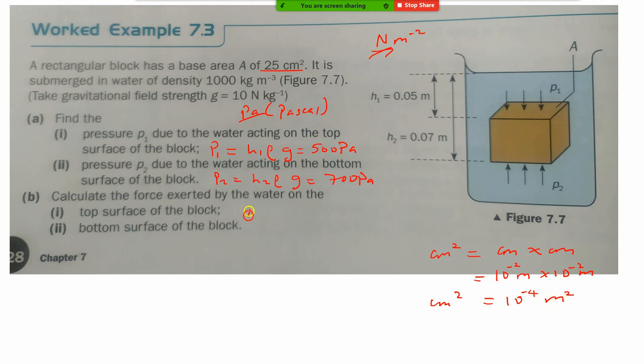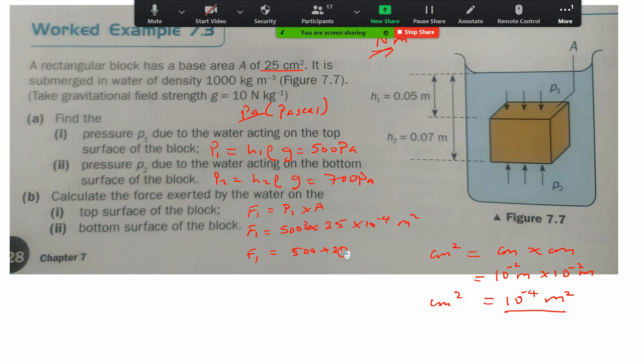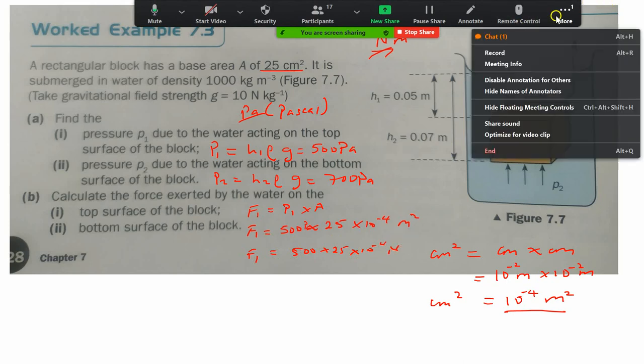So when we go now and say, all right, force one is equal to pressure one times area. We know the pressure already, which is 500. 500 times 25. Wherever we see centimeter square, we're going to replace it with 10 to the minus 4 meter square. By the end of the day, we're saying 500 times 25 times 10 to the minus 4 newtons. So work that out and tell me what you're getting.